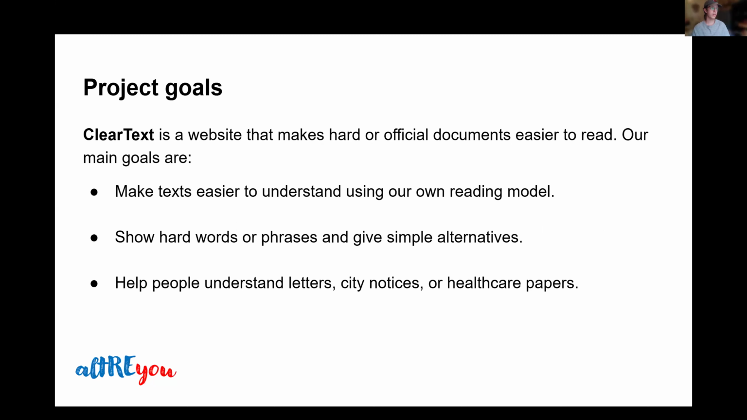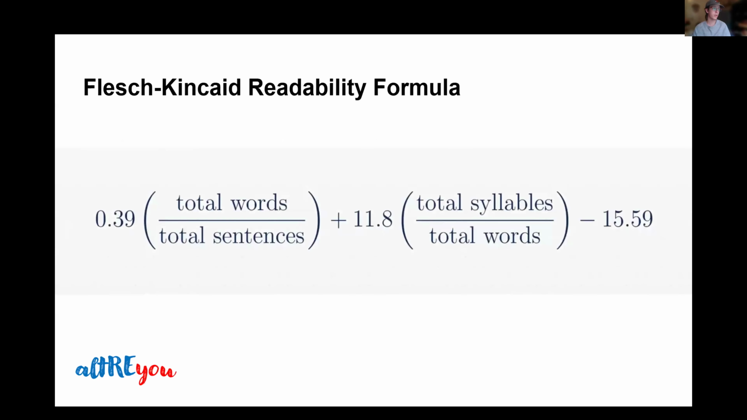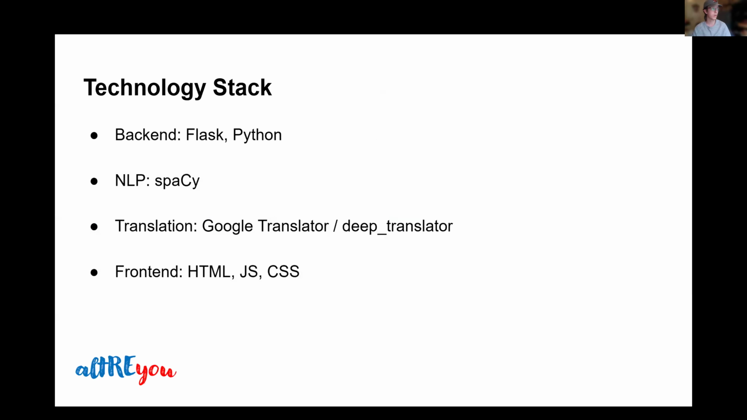Yeah, so the main goals are to simplify text using a custom readability model and compare it to the Flesch-Kincaid model, highlight hard words with plain alternatives, and make documents accessible to more people. So we use the Flesch-Kincaid formula to measure readability. It uses total words, sentences, and syllables to tell us an average grade level and reading ease of text. It gives us a score from 1 to 100, with 100 being the easiest to read.